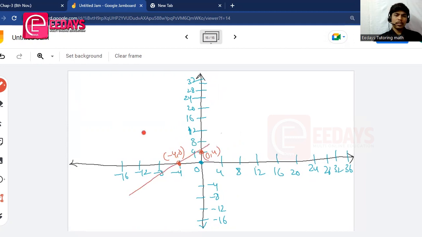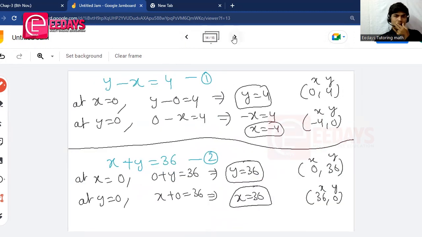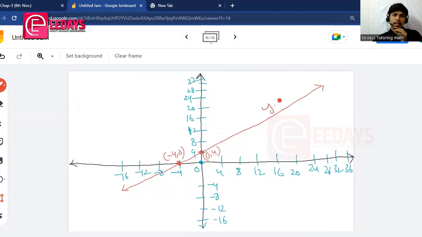Let's join these 2 points. I'm able to draw the straight line, but it's not happening. Give me a second. Yeah, so we'll get the straight line. The equation is y minus x minus 4 is equal to 0.